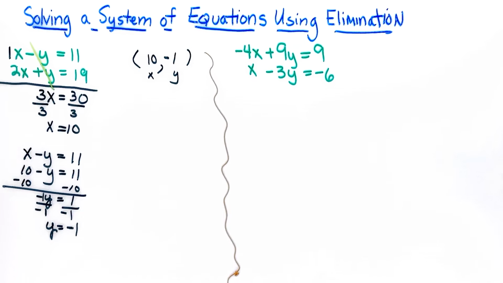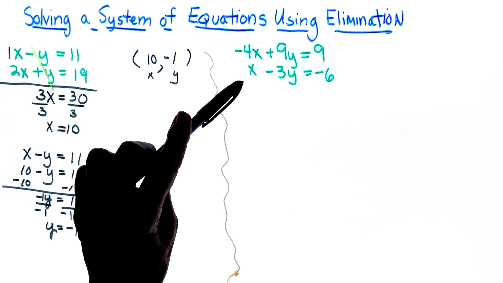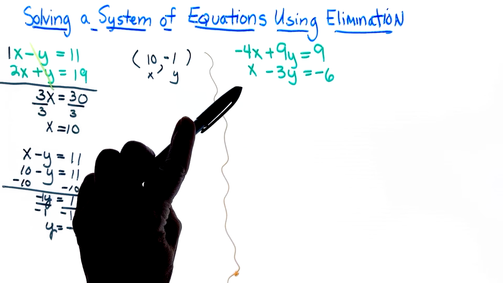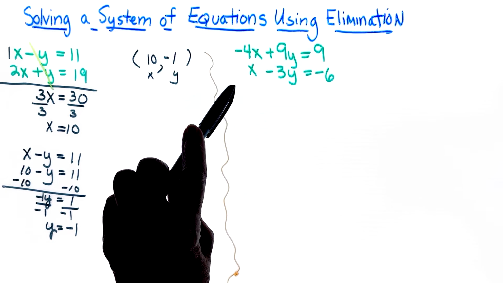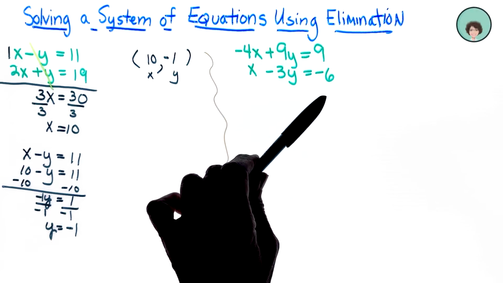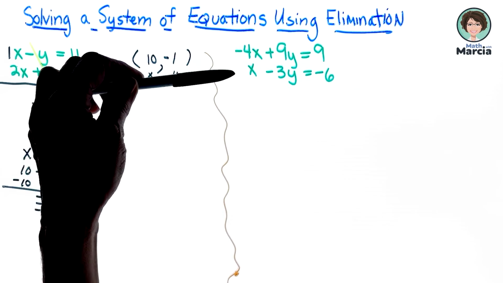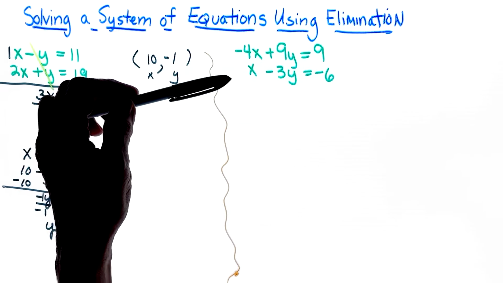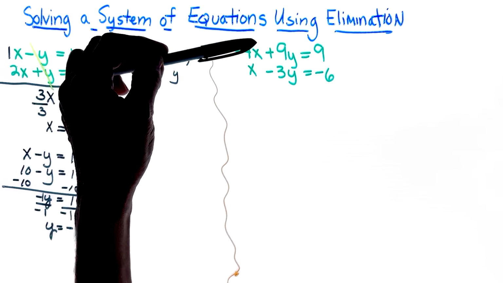The second problem that we have here now is -4x plus 9y equals 9, and x minus 3y equals -6. So again, these two are related, and we know that when I'm solving by elimination, I am going to end up combining the columns. So I need to get a pair of opposites. It can be the x or it could be the y.